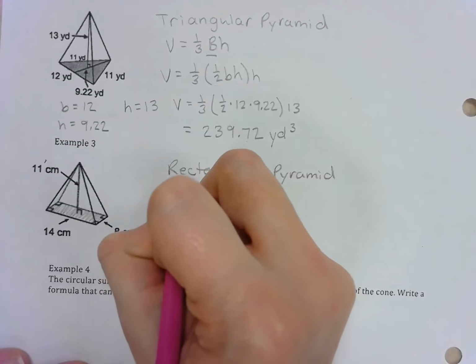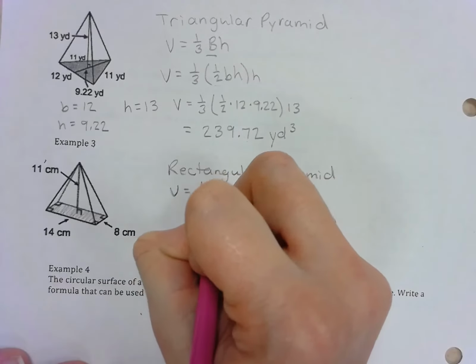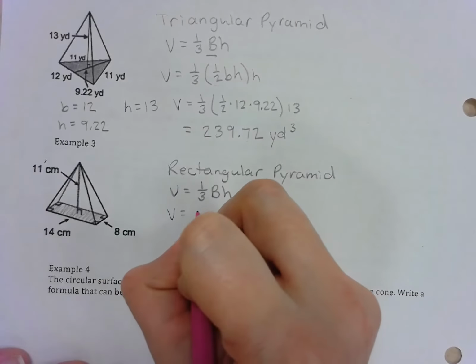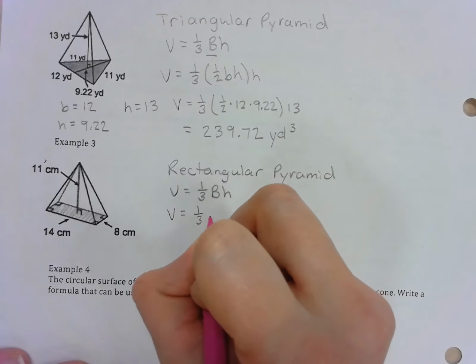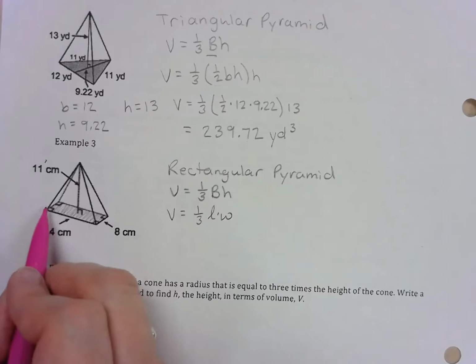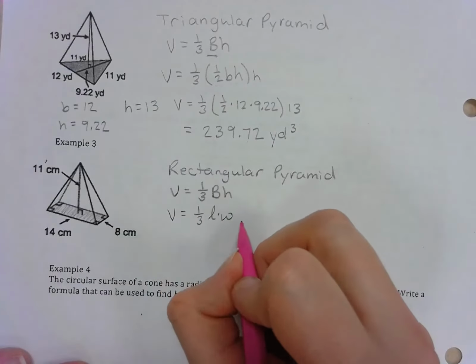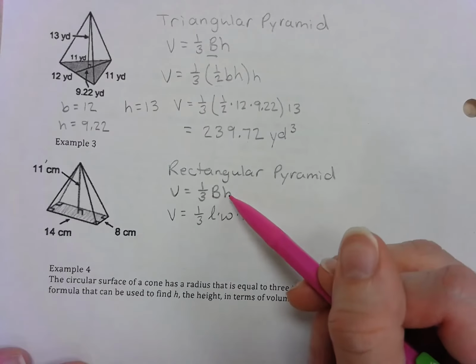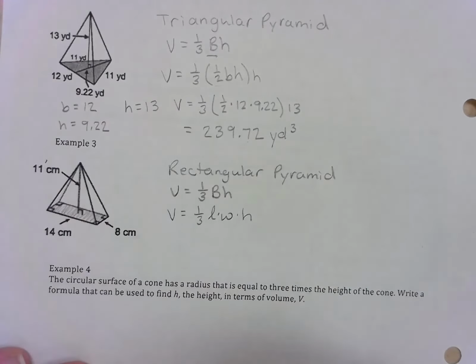Again, starting with the basic formula, 1/3 BH, where the big B is the base area. So we can replace the big B with length times width, because the area of a rectangle is length times width. And again, don't forget that last H. We need the 1/3 because it comes to a point. Length times width, because that's our base area, that's a rectangle, so length times width is how you find that area. And of course, remembering the H at the end.